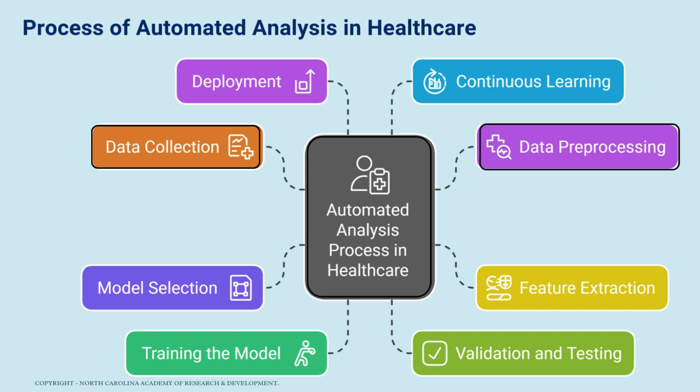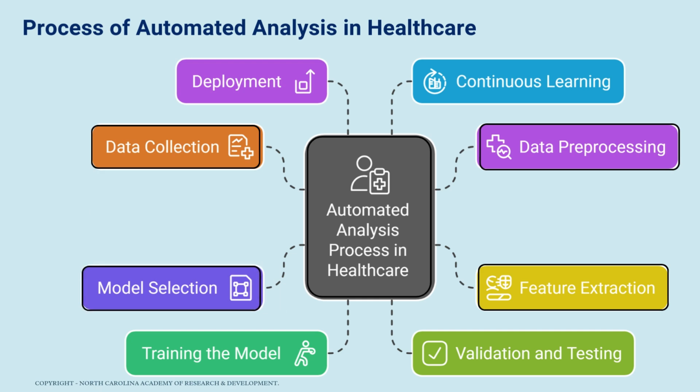Now we move on to feature extraction. Here, the system identifies and picks out the most relevant pieces of information, the key features that will drive the analysis. These features act as the critical clues for our AI to learn from. Next is model selection. Based on the type of data and the healthcare challenge at hand, whether it's classification, regression, or another problem, an appropriate AI or machine learning algorithm is chosen.